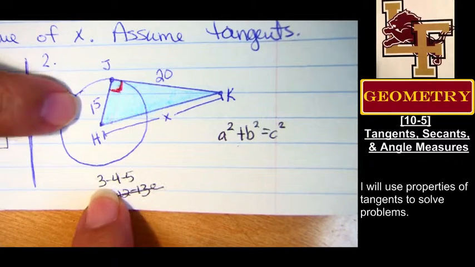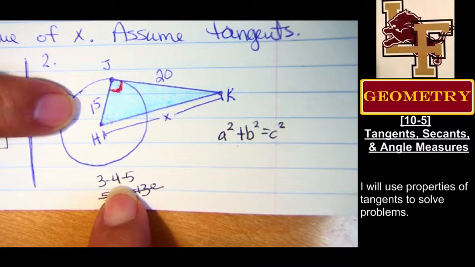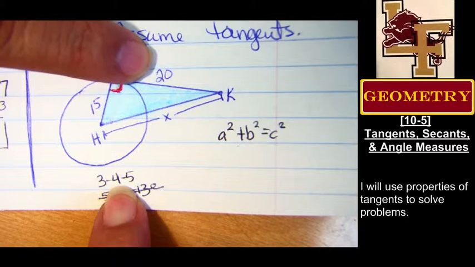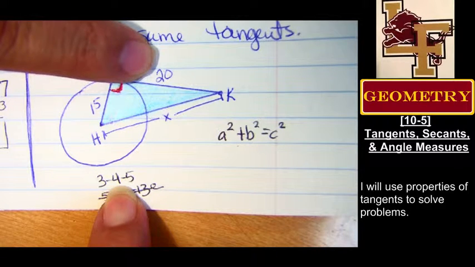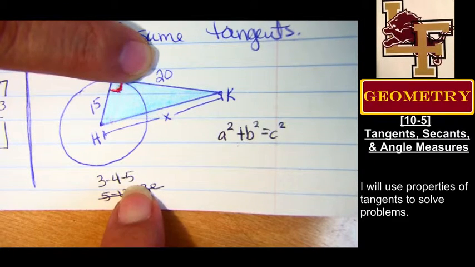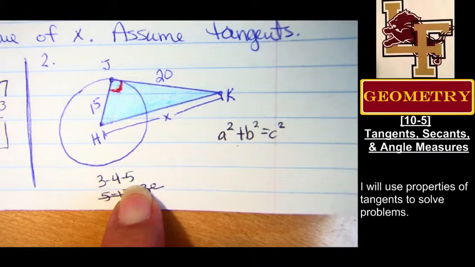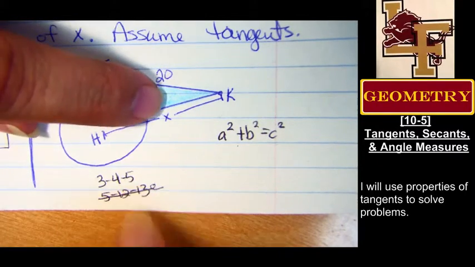All right, so now I'm going to play that number game again, but this time using my other triple. 3 times what is 15? 5. 4 times 5 is 20, and that's what I have here. This is 20? Yes. That means that I can take this 5 and multiply it by the 5 I was multiplying the other things by to get my answer.